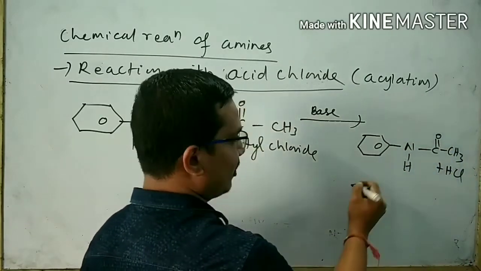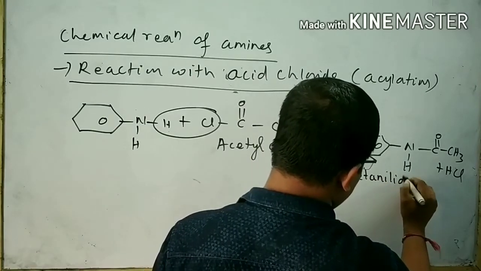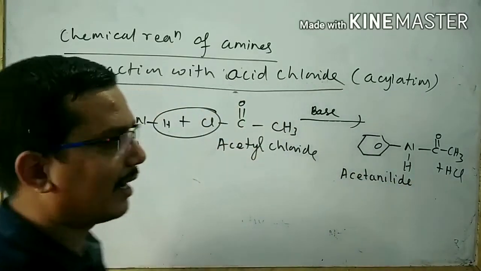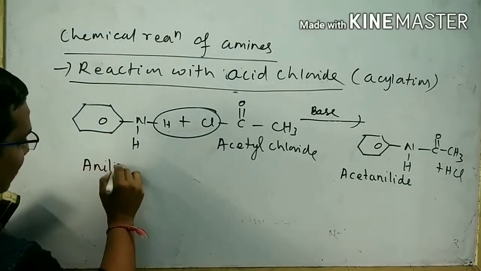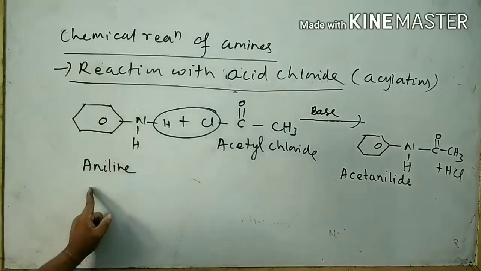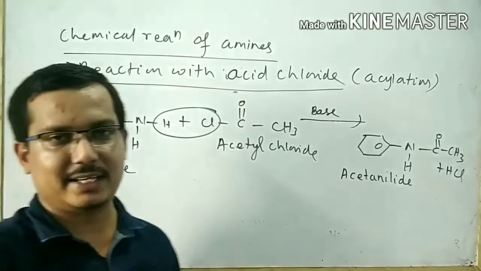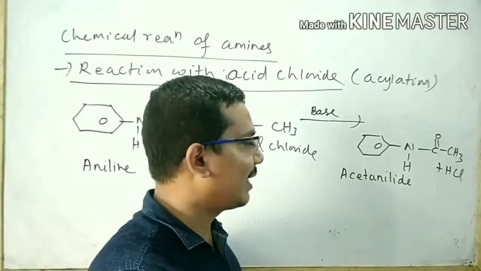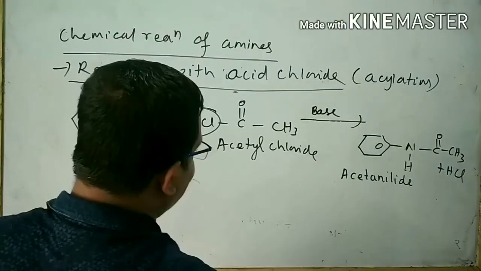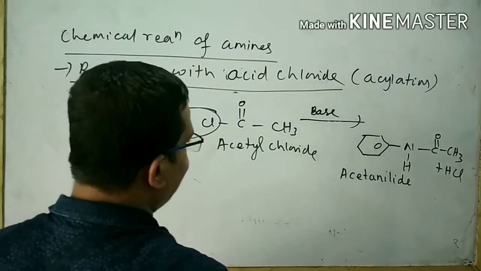The name of this product is acetanilide. Acetanilide. So we can write, when aniline is subjected to reaction with acetyl chloride in the presence of a base like sodium hydroxide or pyridine, then acetanilide is formed. Suppose take benzoyl chloride instead of acetyl chloride, then what will happen?